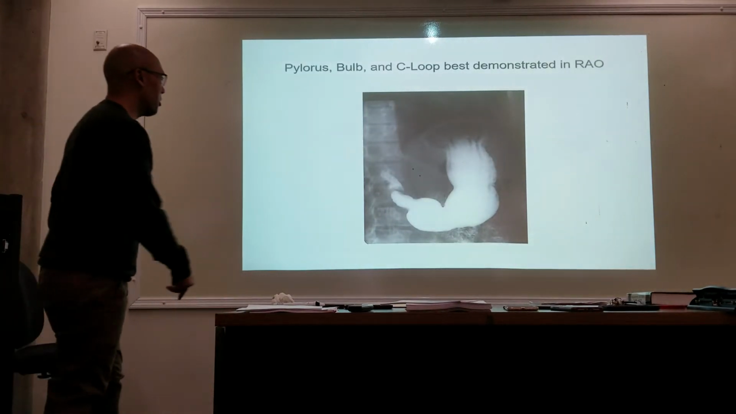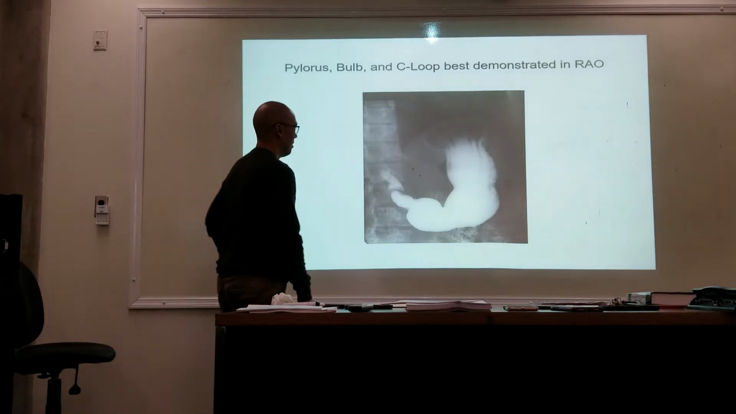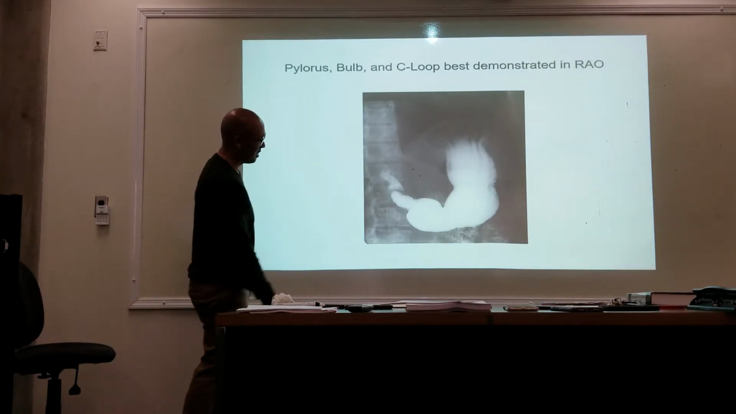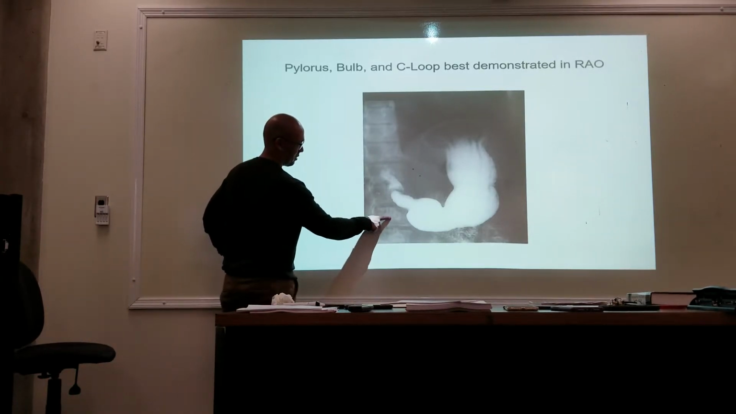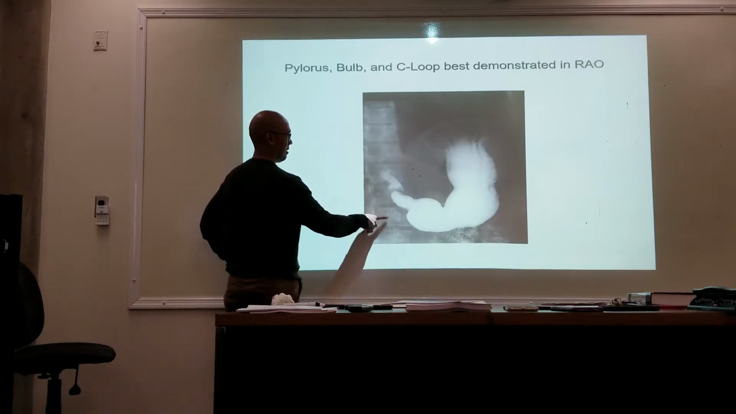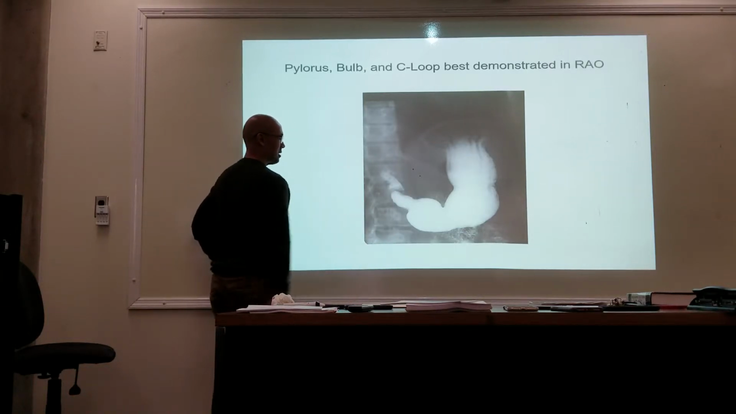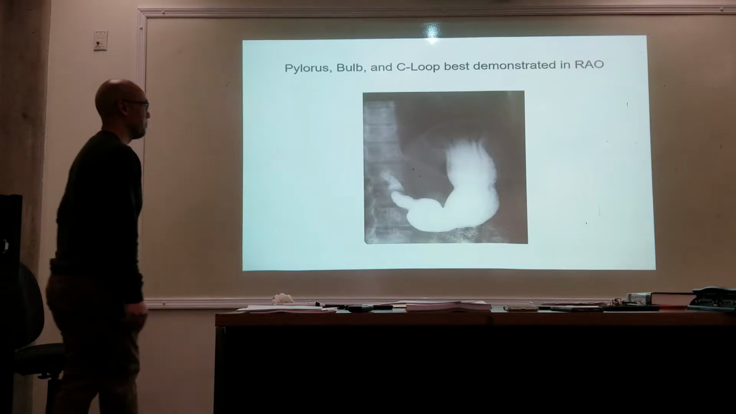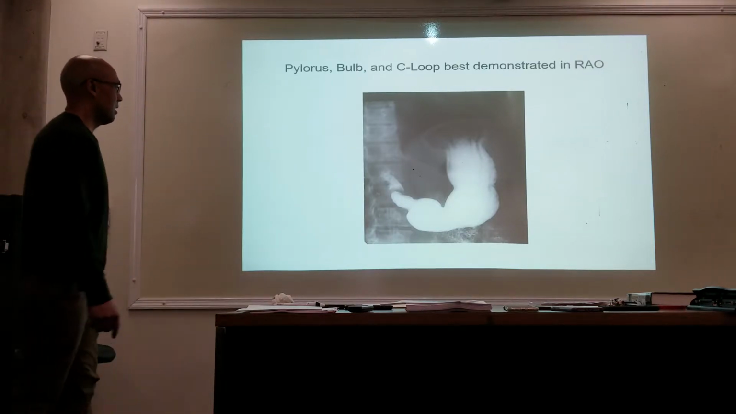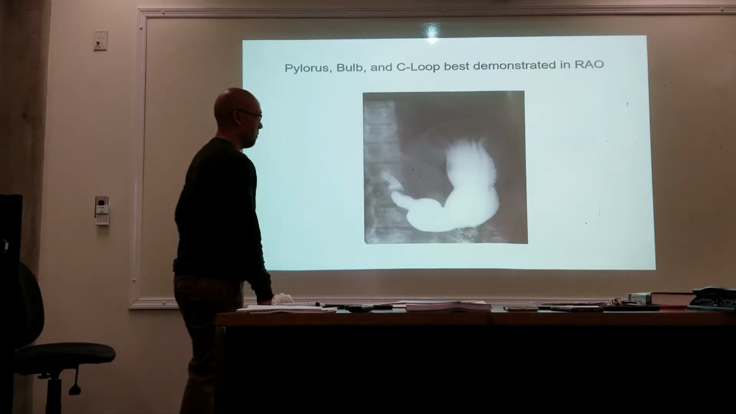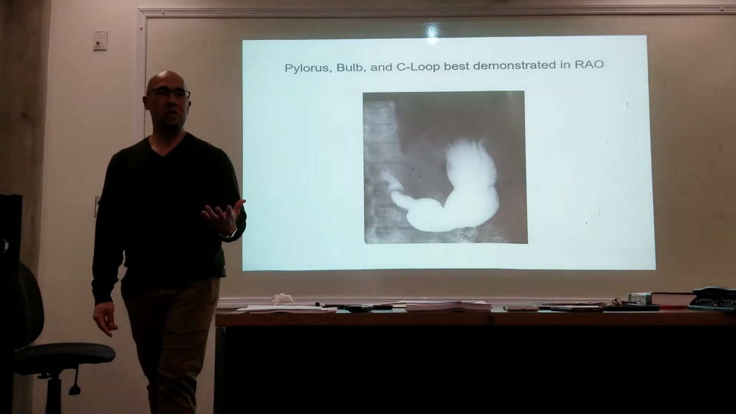So how do we know they're in RAO position? Remember the Scotty dogs? Well, they're starting to look like rabbits now. So they're just pointing on the side of rotation, right? So this is an RAO. Remember the orientation of the stomach.